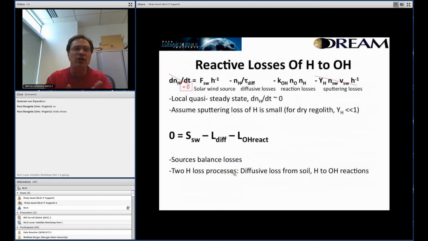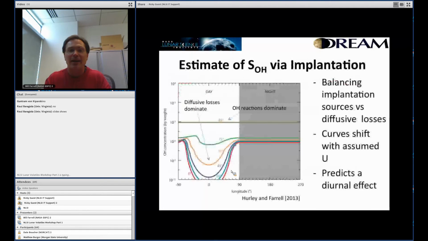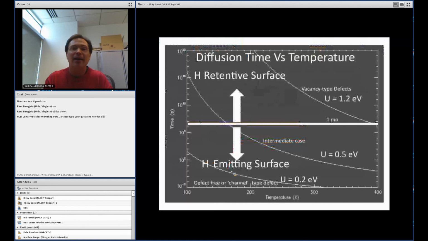If you focus on the first equation and assume that you were in a steady state equilibrium and that you had a drier regolith so that there wasn't a lot of sputtering, you could actually compare sources and loss terms. And that's something Dana Hurley did recently, where she found that where the surface was warm, you would tend to have more diffusive losses and less OH building up, whereas when you got into the cooler region, diffusion wasn't the dominant loss process. OH reactions tended to dominate, and you get a buildup of OH.